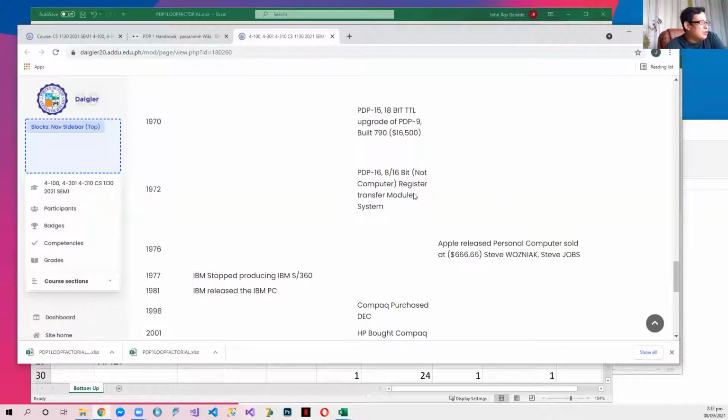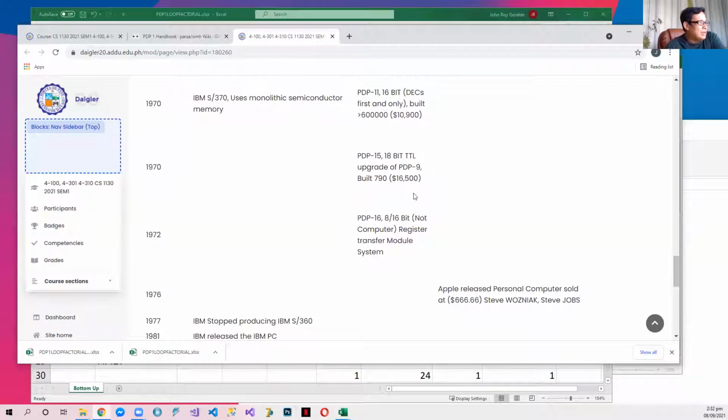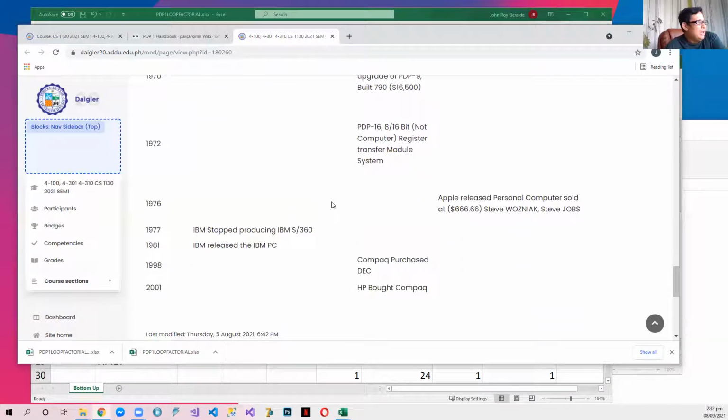PDP-16, it's only a module for the PDP-11 and 15. Do you follow? And by 1976, there came a different scenario. Steve Wozniak and Steve Jobs invented a PC, the personal computer called Apple. It's sold very cheaply at $666, less than $1,000.